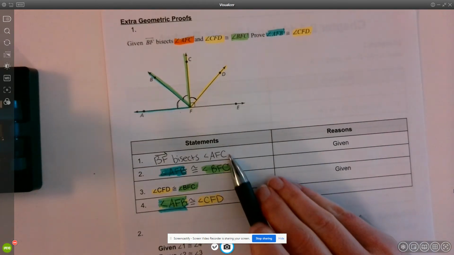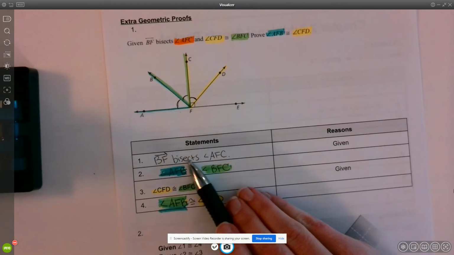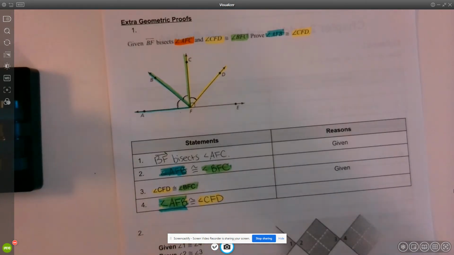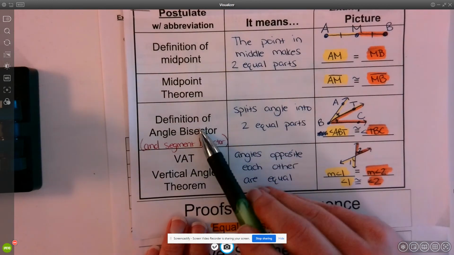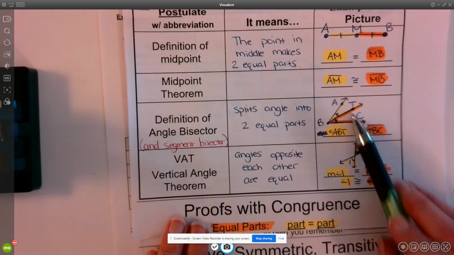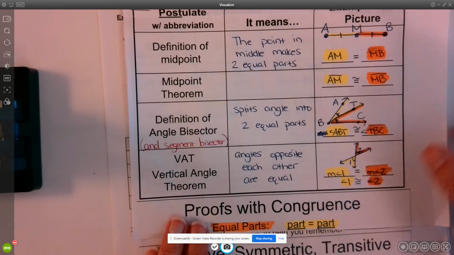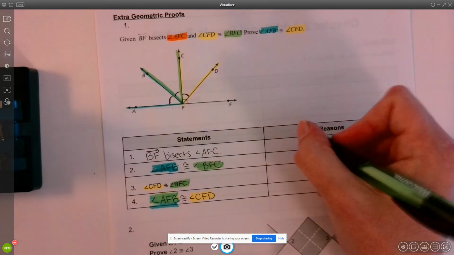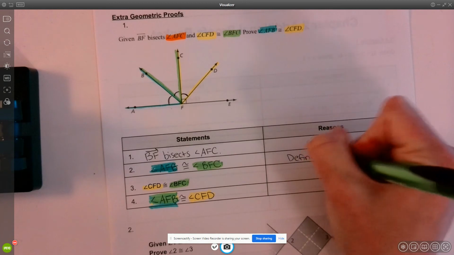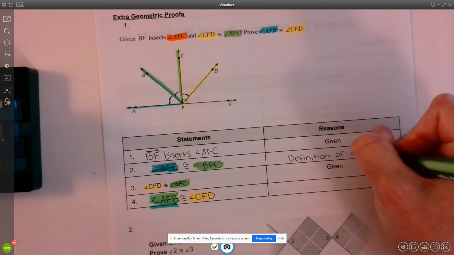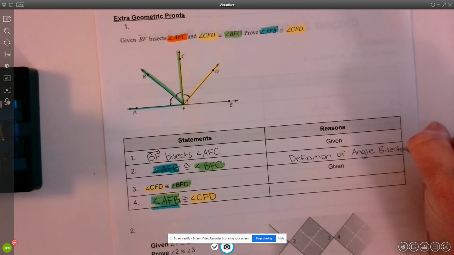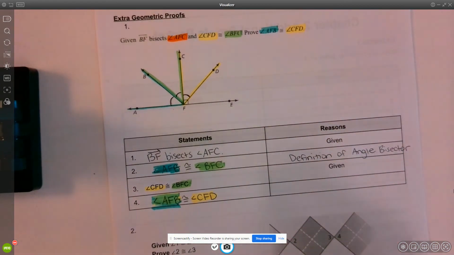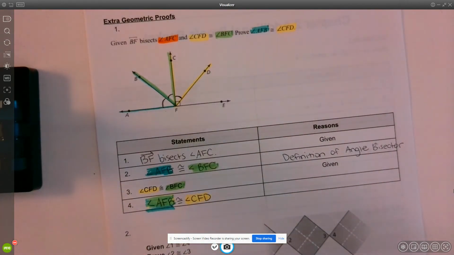If we're thinking what property allows us to go from something bisecting to saying that the pieces are congruent, that's our equal parts. That would be the definition of an angle bisector. An angle bisector cuts your angle into two equal parts. That's what we stated here. So the definition of angle bisector allowed us to say that these two angles were congruent.